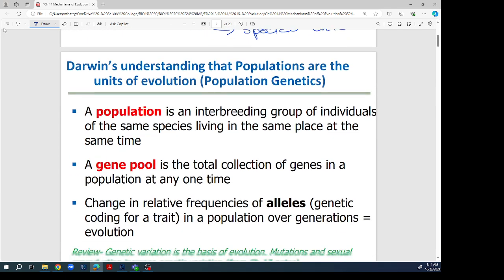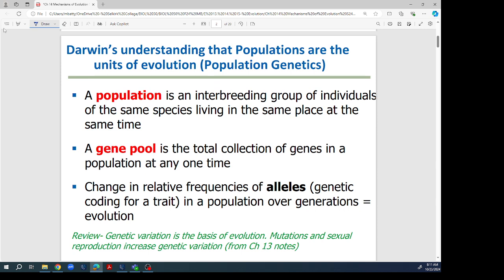So Darwin's understanding is that populations are the unit of evolution, and we could take a look at population genetics. And so with population genetics, we have to first start off with what a population is. So a population is an interbreeding group of individuals, the same place and at the same time. And so this idea that they're mixing the genes. So they have this total collection of genes. That's the gene pool that they have.